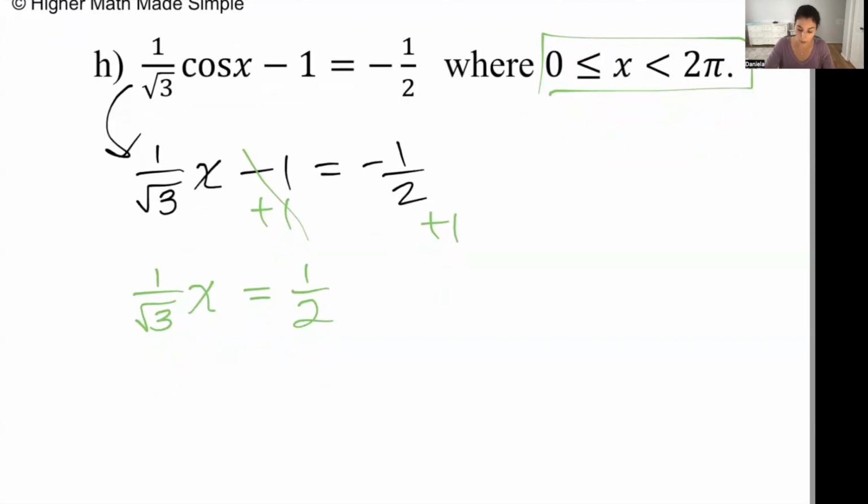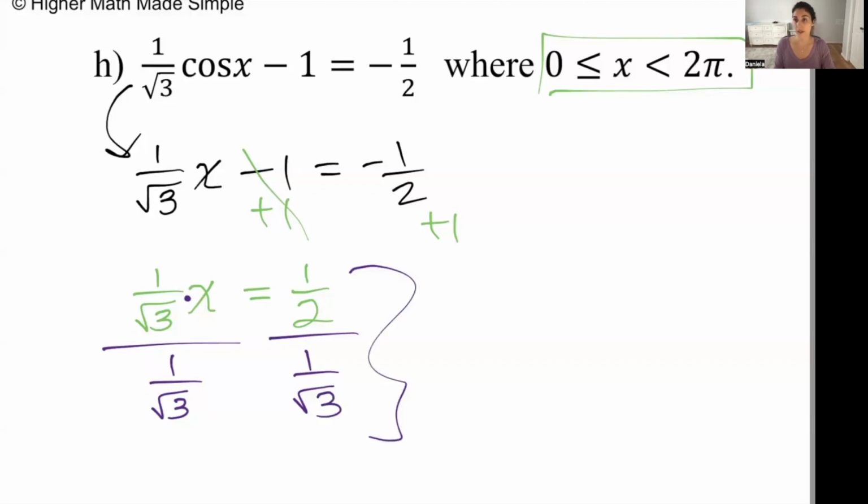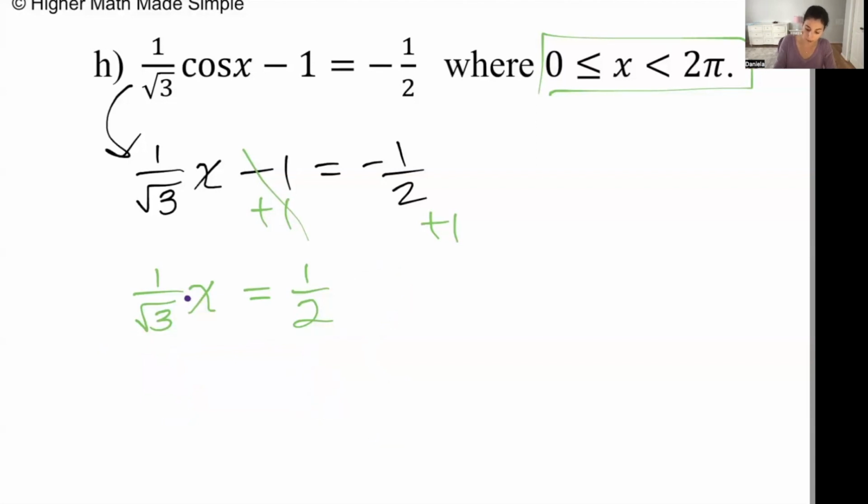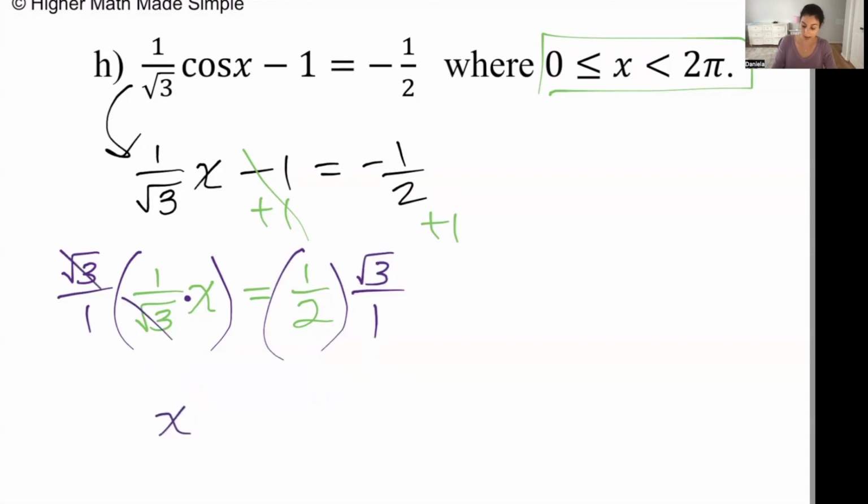Now how do you get rid of that times 1 over radical 3? You could do two things. One, the opposite of multiplying by 1 over radical 3 is dividing by 1 over radical 3, and then over here you would have to keep, change, flip. The other way you might have seen, whenever you are multiplying by a fraction and trying to get rid of it, is that you can just multiply by the reciprocal. When you multiply by the reciprocal, it does the keep, change, flip for you.